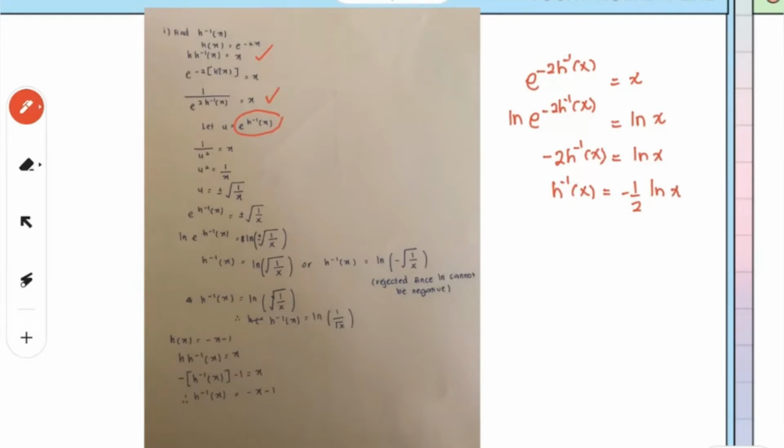But actually this answer is also correct, because using the properties of logarithm, the constant in front we can turn into a power. So if it becomes a power, it will be ln of x to the power of negative 1 over 2. And then actually it becomes ln of 1 over square root of x. So this one is also correct actually.